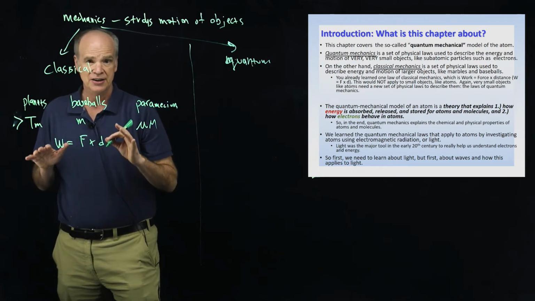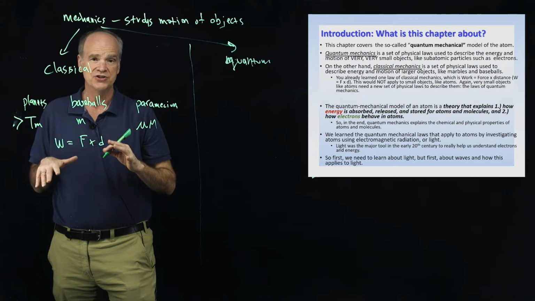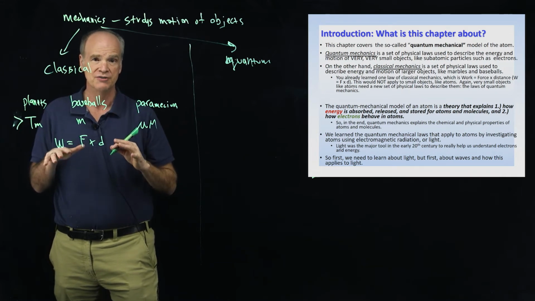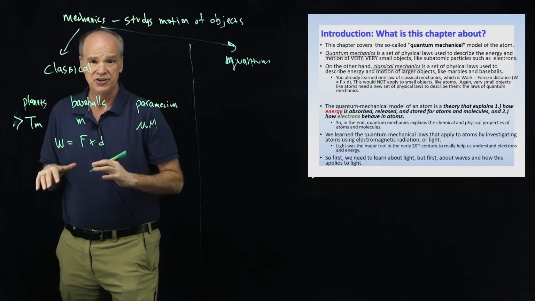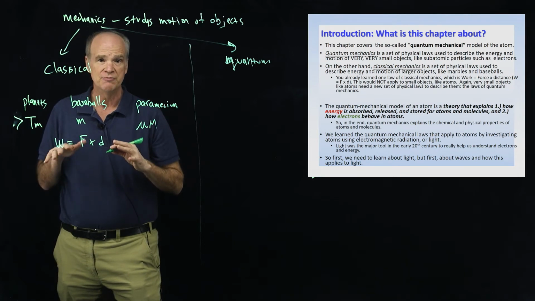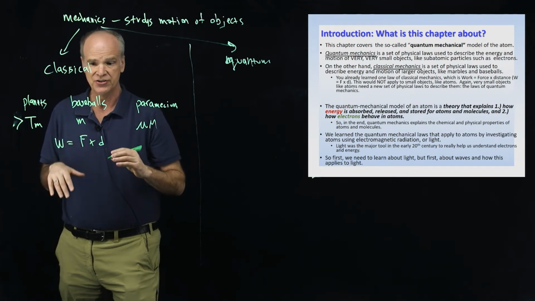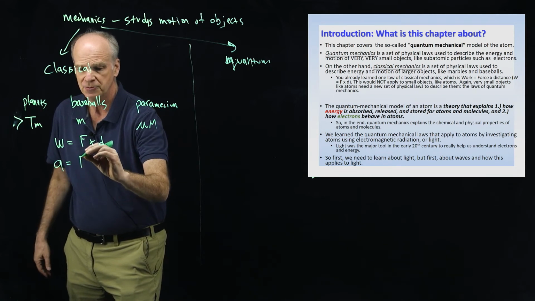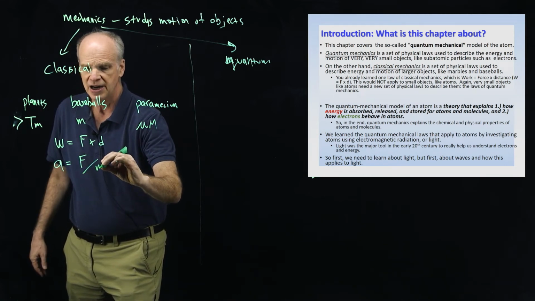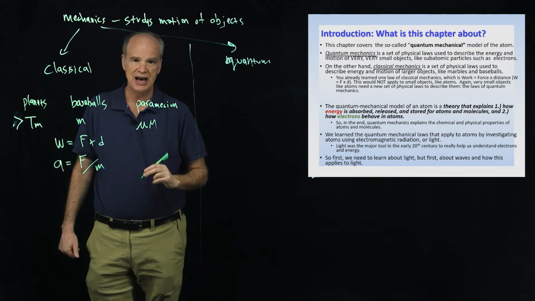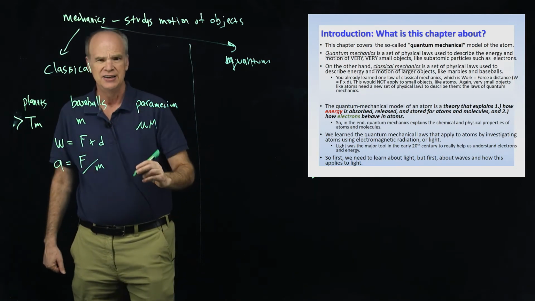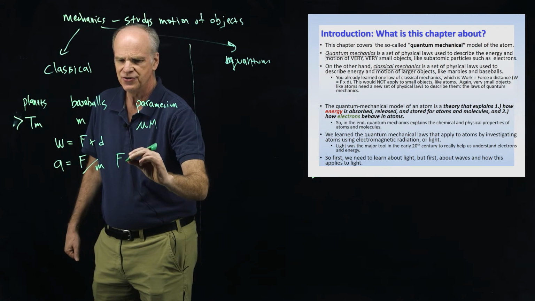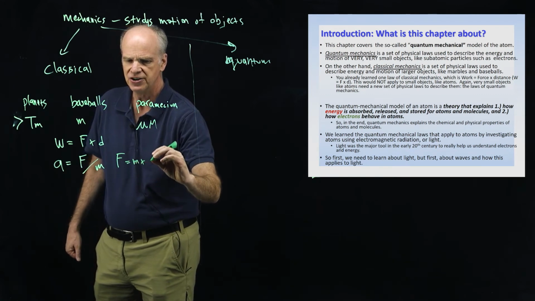Another, maybe more important law, which more describes the motion of these kinds of objects, is the relationship between force, mass, and acceleration of an object. The acceleration on an object is equal to the force applied on an object divided by the mass of the object. That is something called Newton's second law. It's usually seen more like this: force is equal to mass times acceleration.